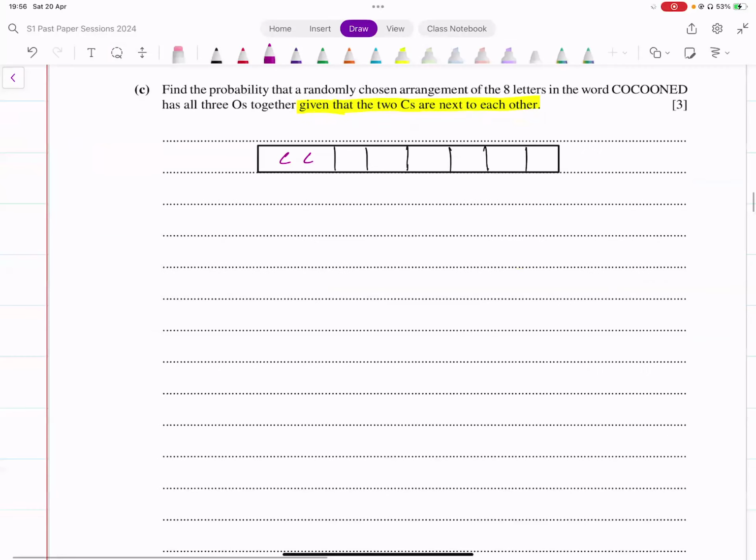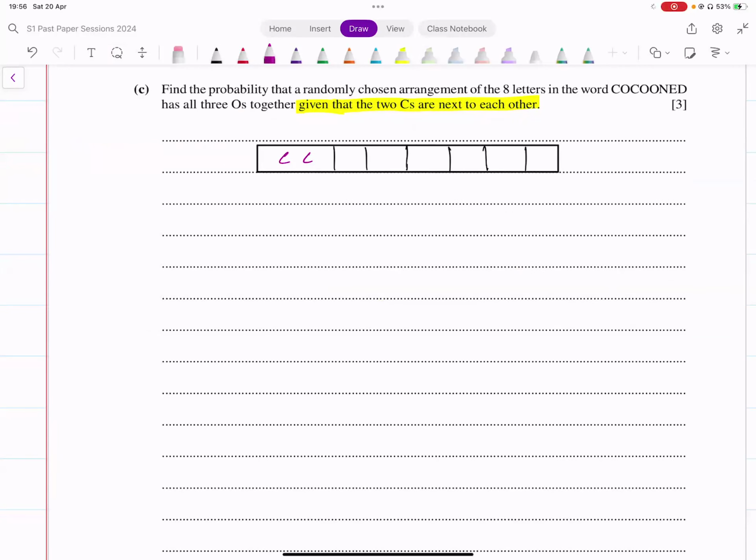So given that the 2 C's are next to each other, so we have 2 C's together. This is what's given. In how many ways can we arrange this now? What are the remaining letters? The remaining letters are O, O, O, N, E, D. In how many ways can we arrange these letters? All of these boxes, let's put them in boxes, in fact, because all of them have to be arranged. O, O, O, N, E, D.